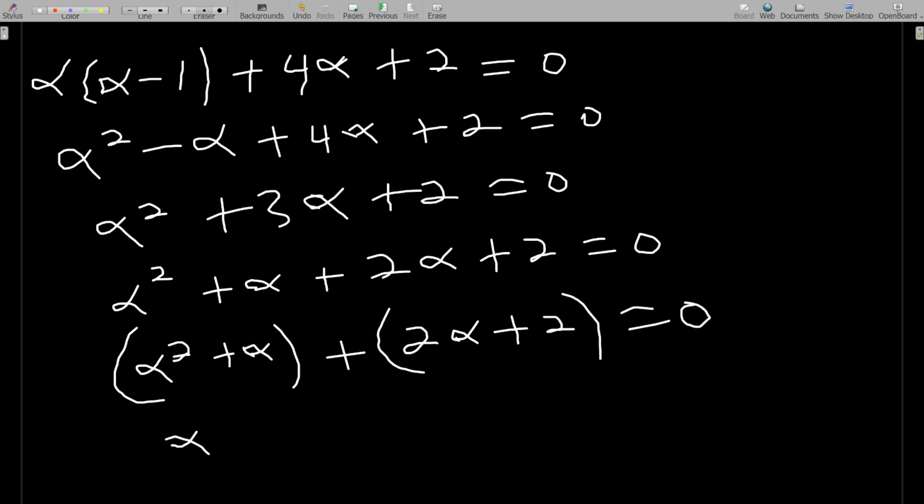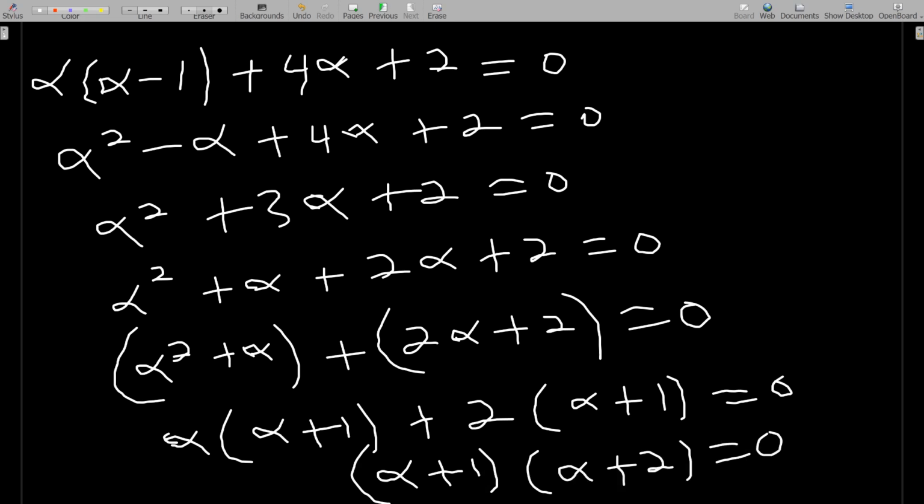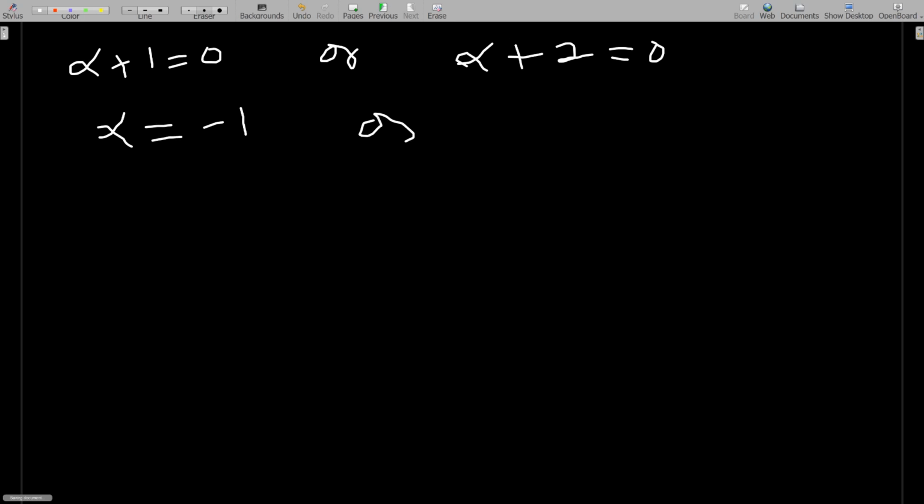So I have alpha out, alpha plus 1, plus 2 out, alpha plus 1 is equal to 0. So here I have alpha plus 1, alpha plus 2, and it's equal to 0. And with these two, we say that alpha plus 1 is equal to 0, or alpha plus 2 is equal to 0. And with this, we have alpha being equal to -1, or alpha being equal to -2.